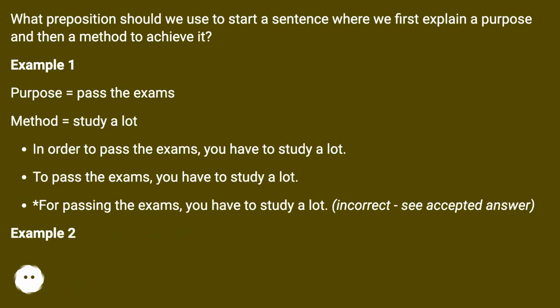In order to, or for. What preposition should we use to start a sentence where we first explain a purpose and then a method to achieve it? Example 1. Purpose equals pass the exams.